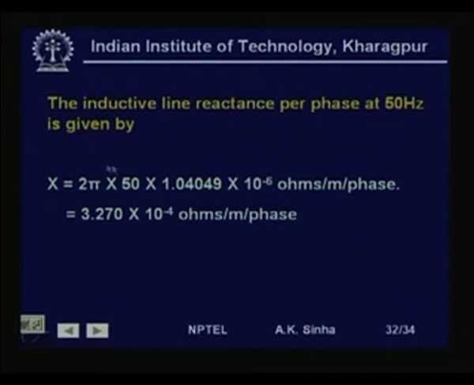The inductive line reactance per phase at 50 hertz is given by X is equal to 2 pi f into the inductance. So, this is 2 pi into 50 into 1.04049 into 10 to the power minus 6 ohms per meter per phase. This comes out to be 3.270 into 10 to the power minus 4 ohms per meter per phase. So, this is how we can calculate the inductance and the inductive reactance for any given 3-phase transmission system.